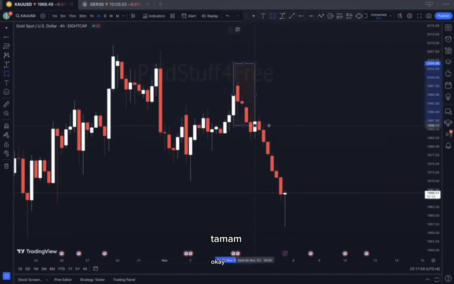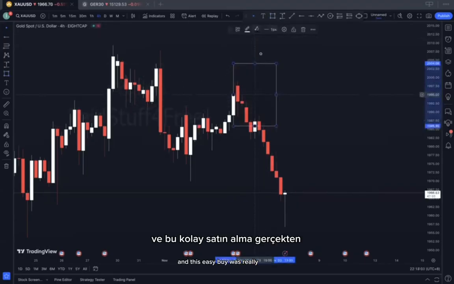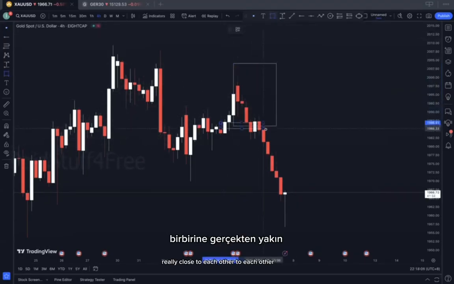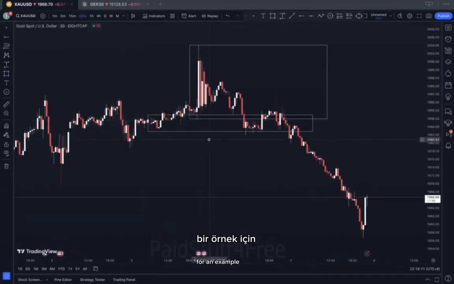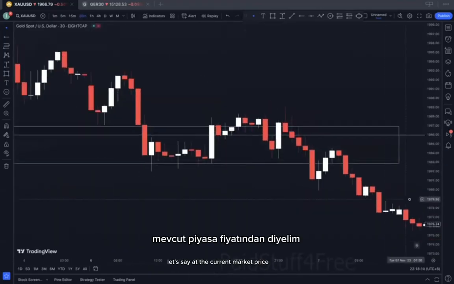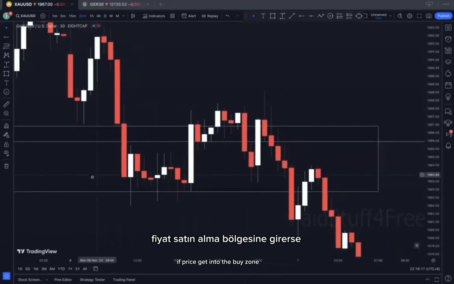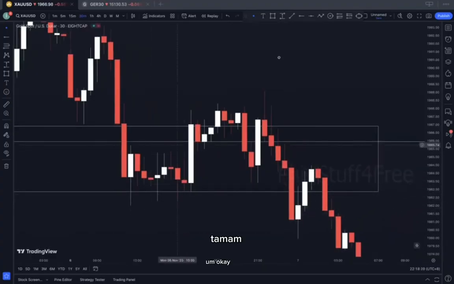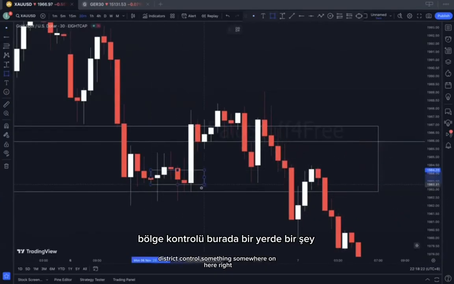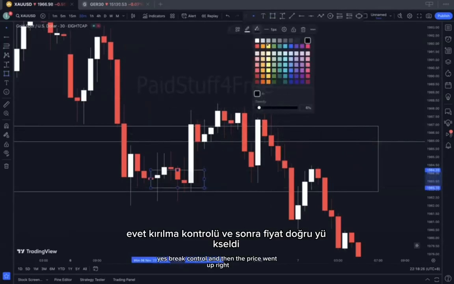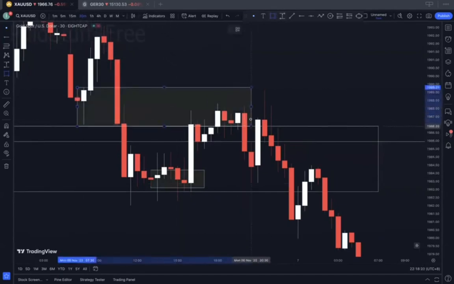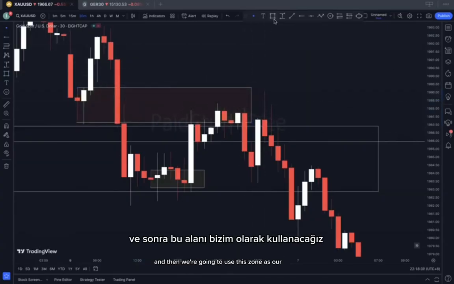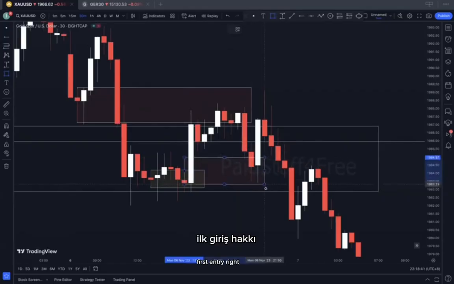This easy sell and this easy buy were really close to each other, weren't they? So for an example, let's say at the current market price the price gets into the buy zone. Of course, you're going to take a buy with maybe a district control somewhere on here. Yes, district control, and then the price went up and got into our first entry zones, and then the price went down. And when the price went down, it got into our buy zone again, and we're going to use this zone as our first entry.